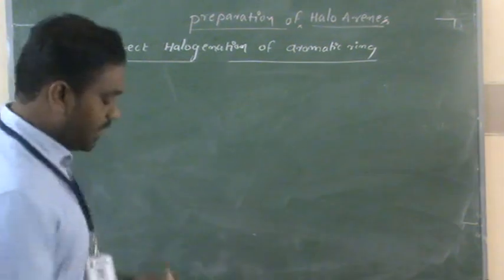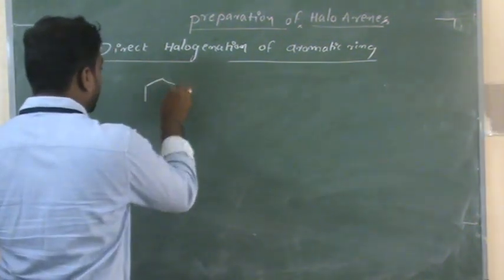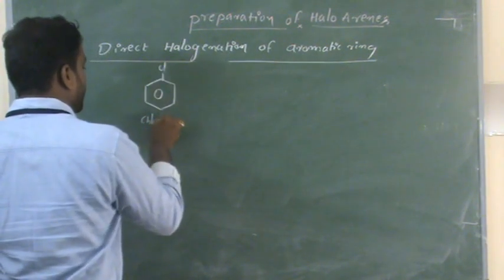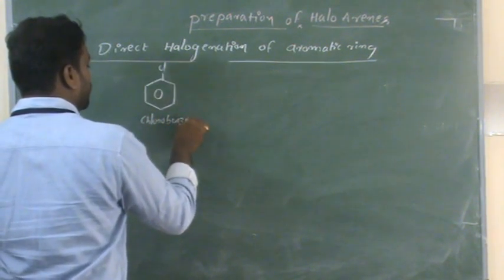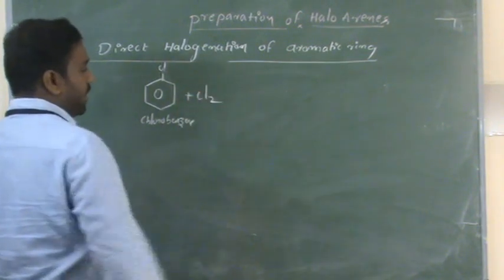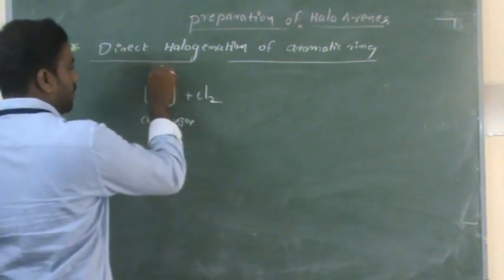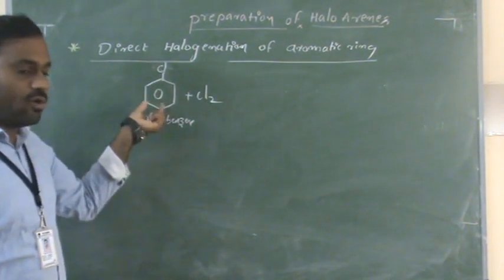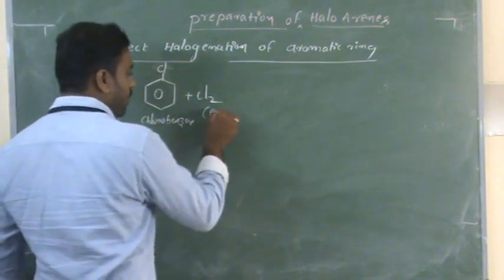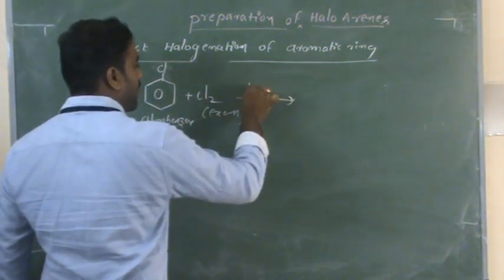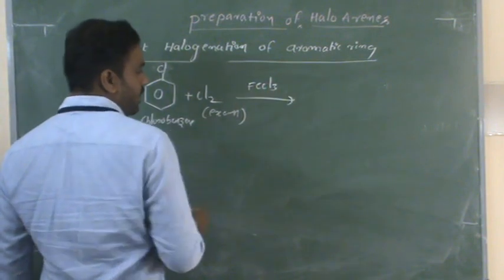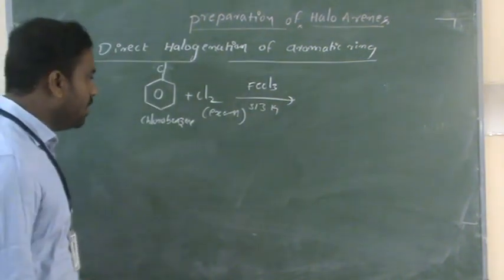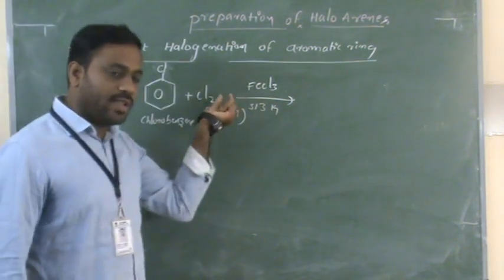In this method we have another one. Suppose, instead of benzene, I take chlorobenzene now. For this chlorobenzene I can add some more chlorine. Previously I took benzene only, but now I am taking chlorobenzene, and it reacts with excess chlorine in the presence of FeCl3 at around 313 Kelvin temperature. Then another Cl plus electrophile is generated.